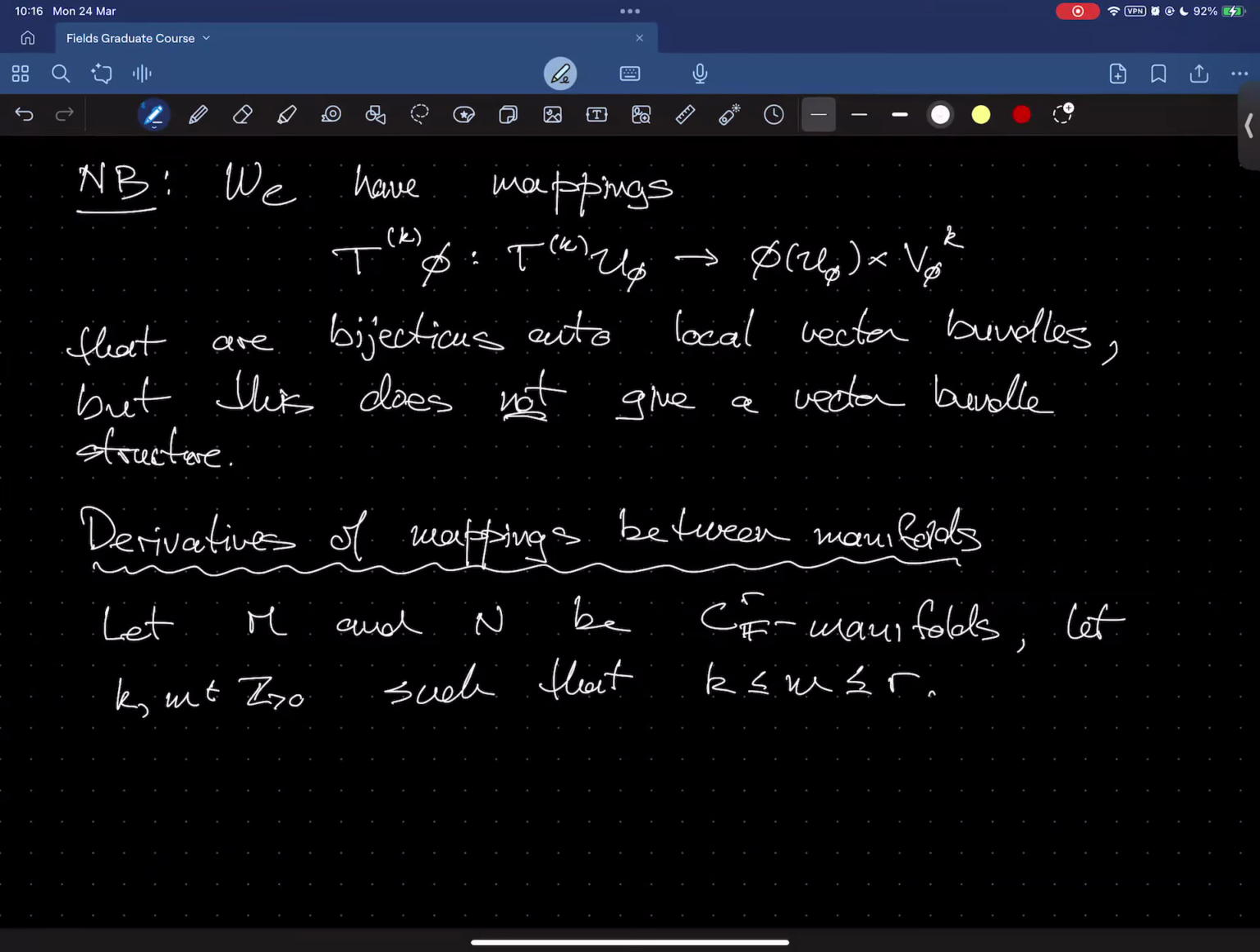Okay, so I'm now going to take a mapping. My manifolds are of class C^R, and R could possibly be infinity here. But K and M are non-infinite, non-negative integers. And I'm going to take a mapping phi which is of class C^M.